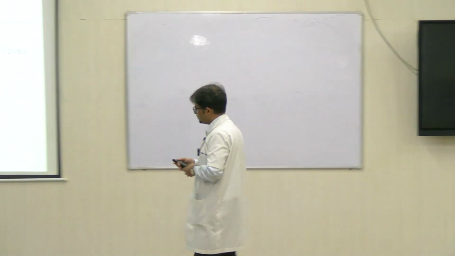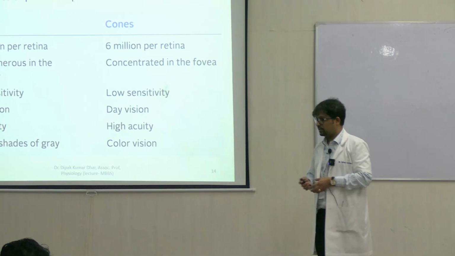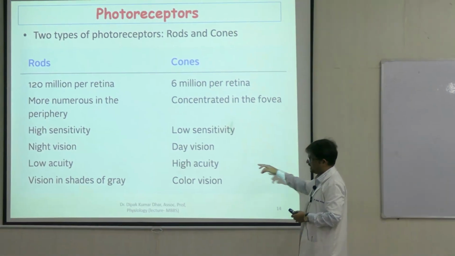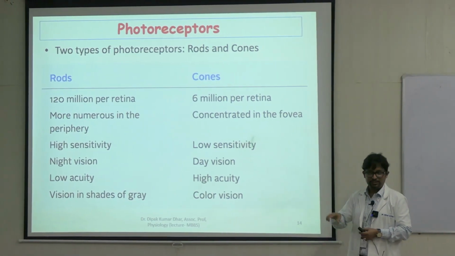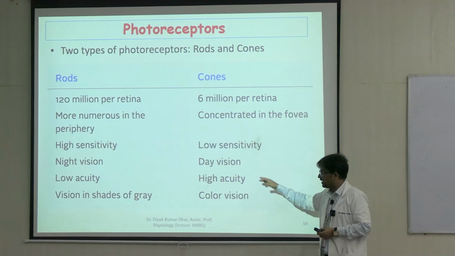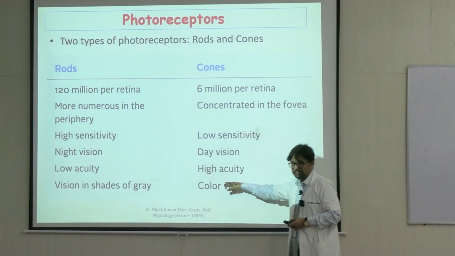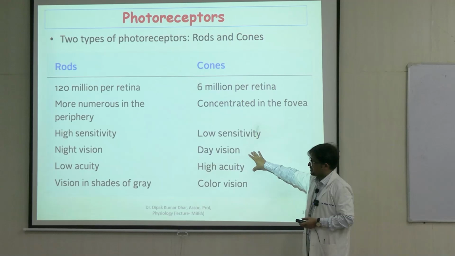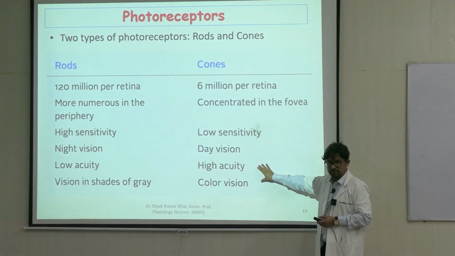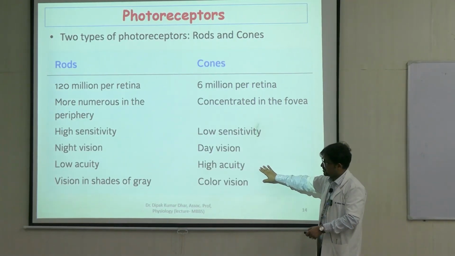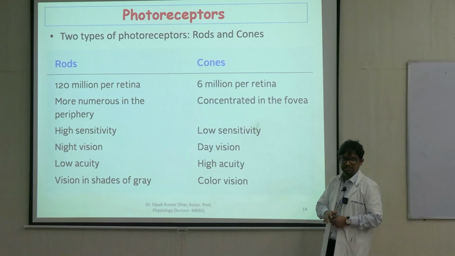Function अगर आप देखो, cones are concerned with the vision in daylight, यानी bright illumination में the vision that happens is by cones. Sharpness of vision, right, and color vision. These are the three functions of cones. Rods का function है vision in dim illumination or night vision.